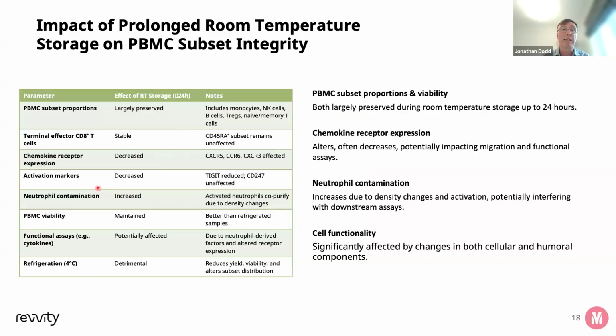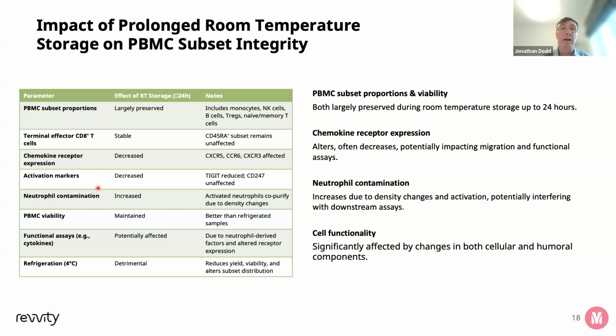Likewise, other studies have looked at the actual functional profile of the cells that remain in the blood after delayed processing. And what has been found is that although the PBMC subset proportions and their viability remains largely untouched, you can expect an approximate 20% reduction in viability within the first 72 hours. The functional profile of the cells changes very quickly. So, for example, chemokine receptor expression on the PBMC decreases very quickly, which suggests that they're responding to the remaining chemokines that are present as humoral factors in the whole blood sample.